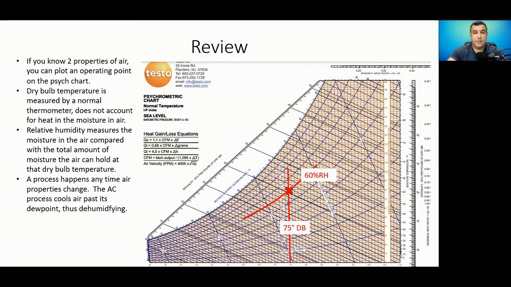And a process happens anytime that the air properties change. So we can heat air, we can cool air, we can dehumidify air. Anytime we change the properties of air, that's called a process. And the air conditioning process cools the air past its dew point, thus dehumidifying the air. So it kind of looks like this. We start off with our return air, it passes through the evaporator coil, it gets cooled and dehumidified. And you can connect those two points with a line, and that's called your process line.